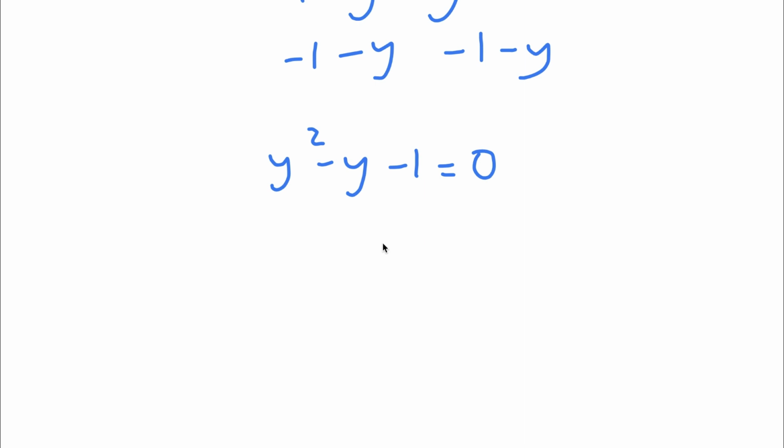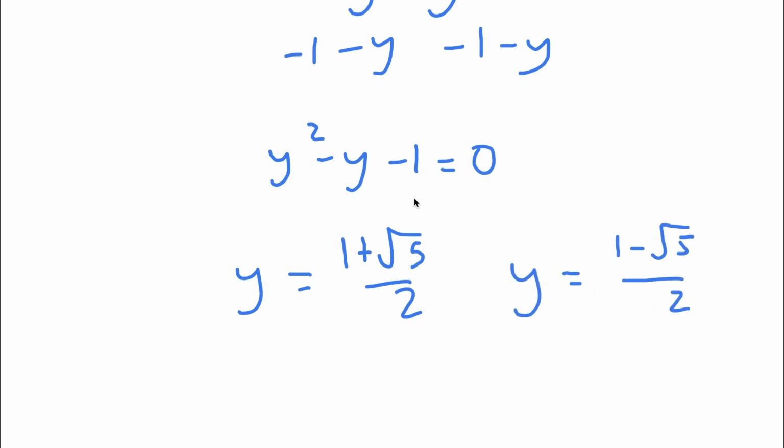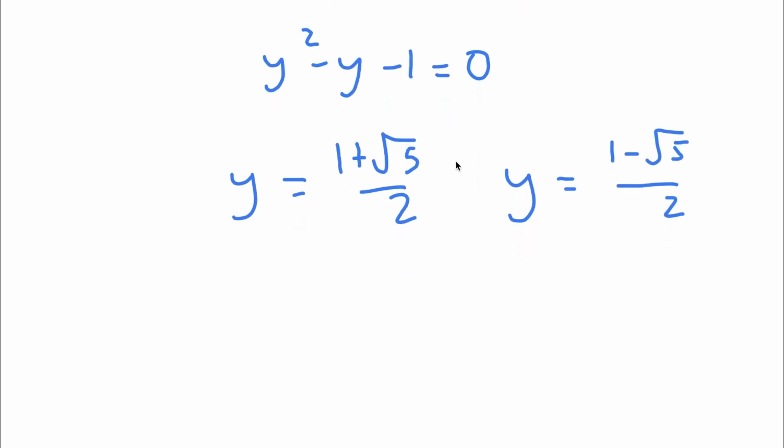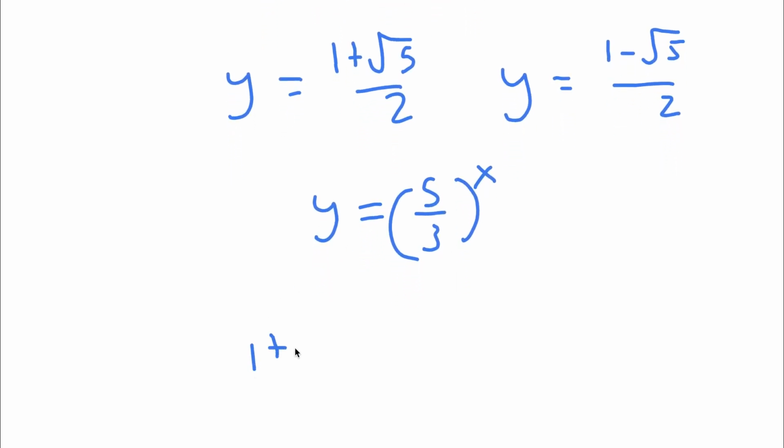If I plug this into the quadratic formula, I get y is equal to 1 plus the square root of 5 over 2, and also 1 minus the square root of 5 over 2. I'm not going to waste your time putting that in the quadratic formula, so I simply wrote the solutions out. Now, remember how y is equal to 5 over 3 to the power of x. So now I have 1 plus the square root of 5 over 2 is equal to 5 over 3 to the power of x.